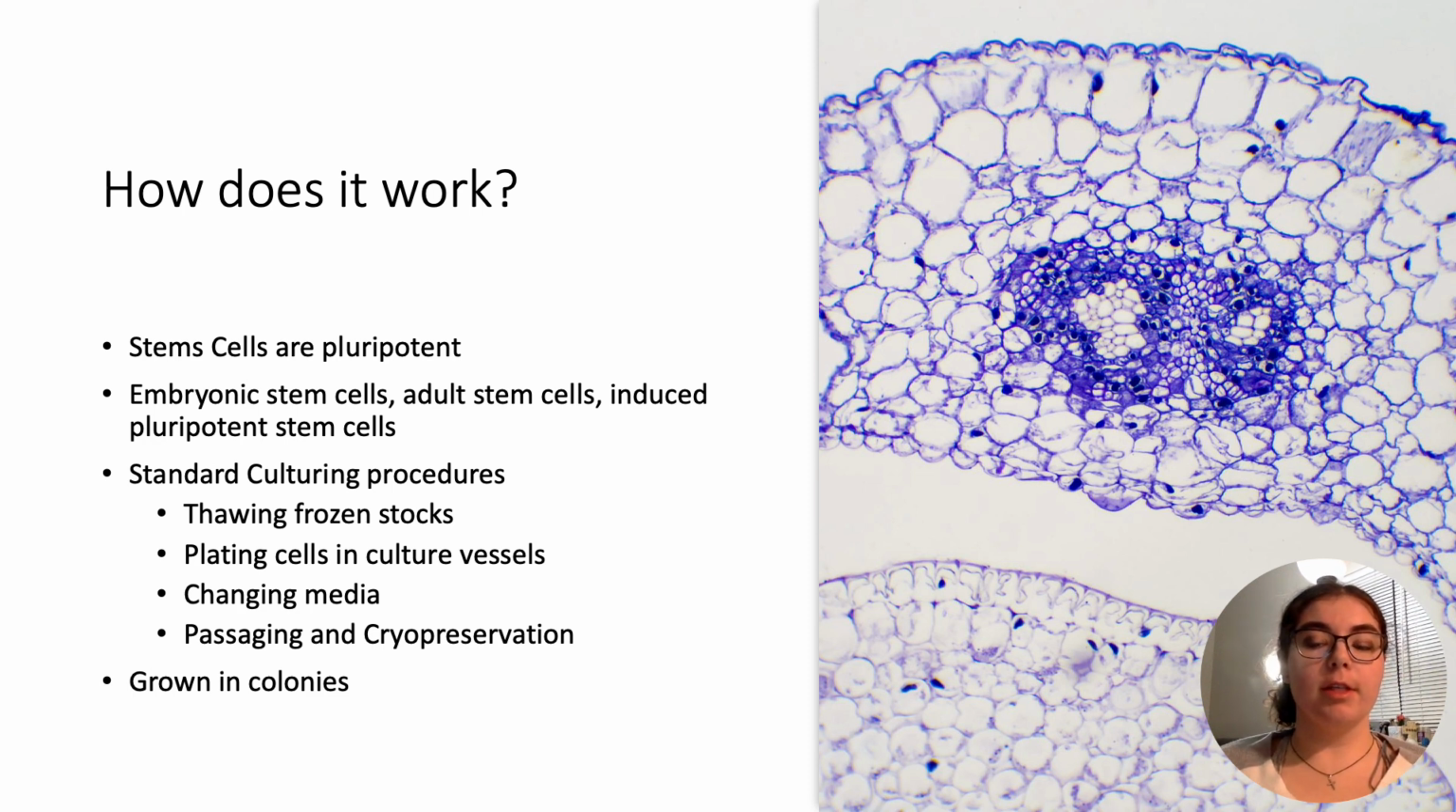Like other cells, stem cells grow in culture and require some of the same cultivation processes as the other cell groups. Frozen stock must be thawed and the cells must be plated, but the media must be changed periodically as stem cells are cultured or grown continuously, and they grow in colonies.